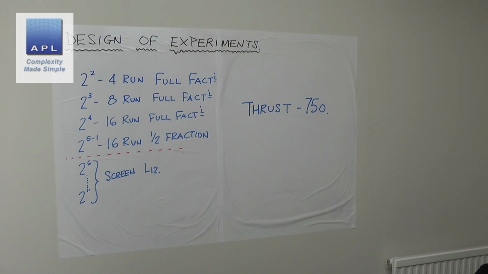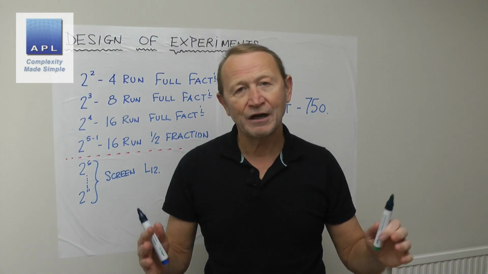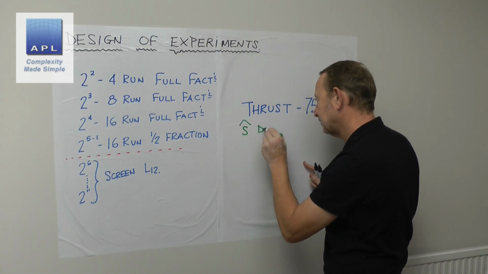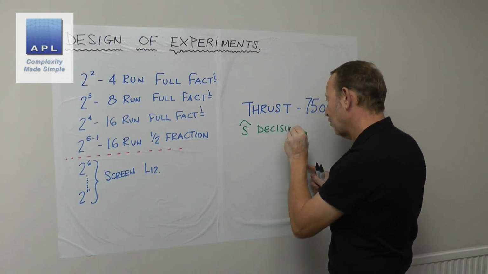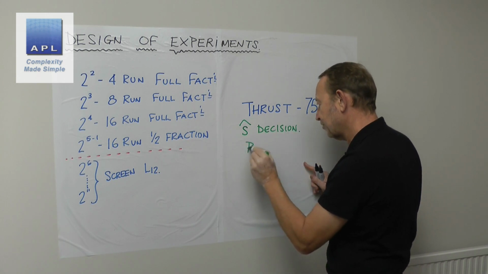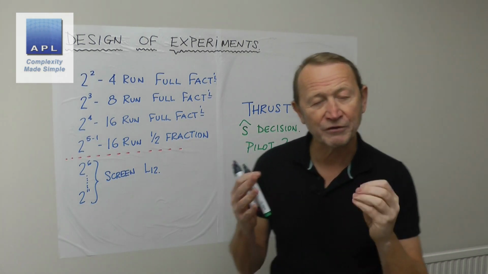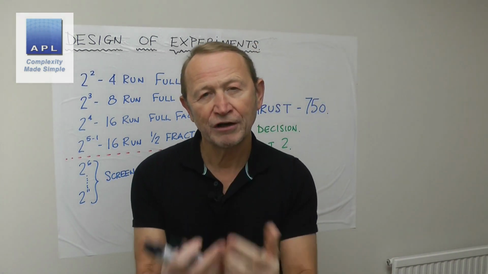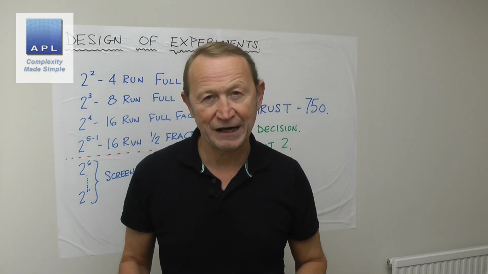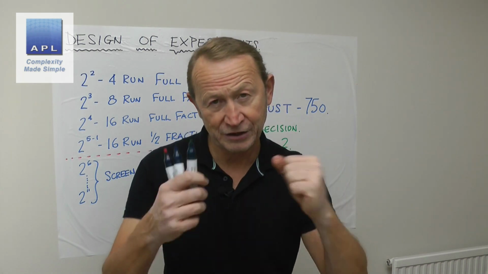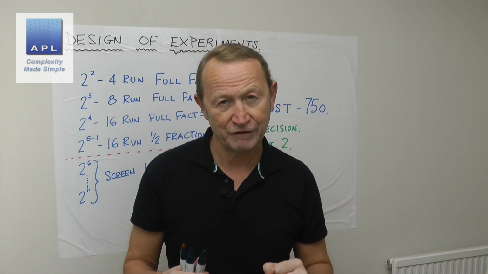Let's put that knowledge on the board. Okay, so the S-hat decision. We've gone for pilot to 2. So there's the first piece of knowledge from our DOE analysis. Now let's go back, create the model, and ask the model to hit 750.